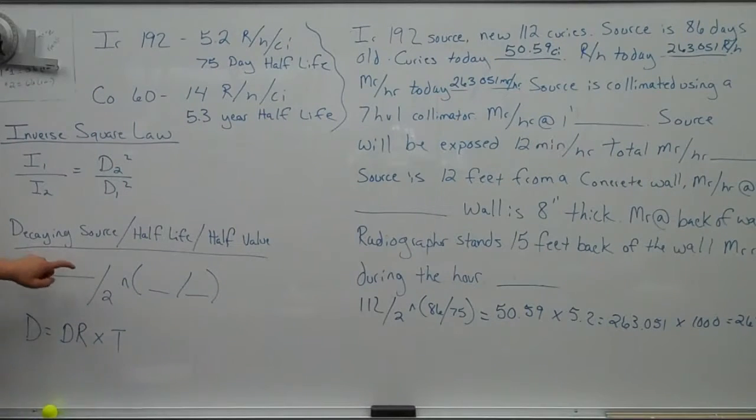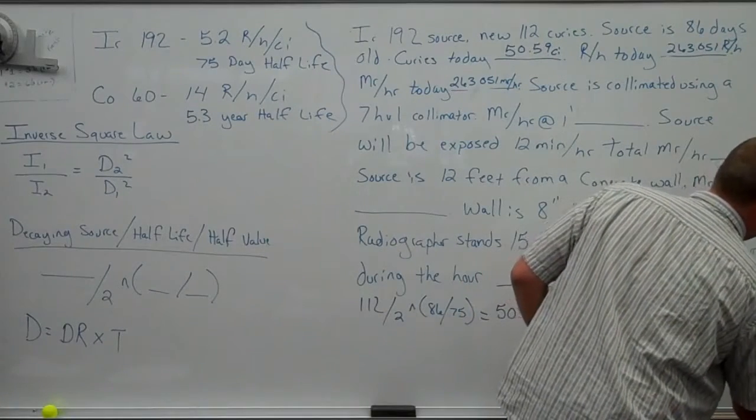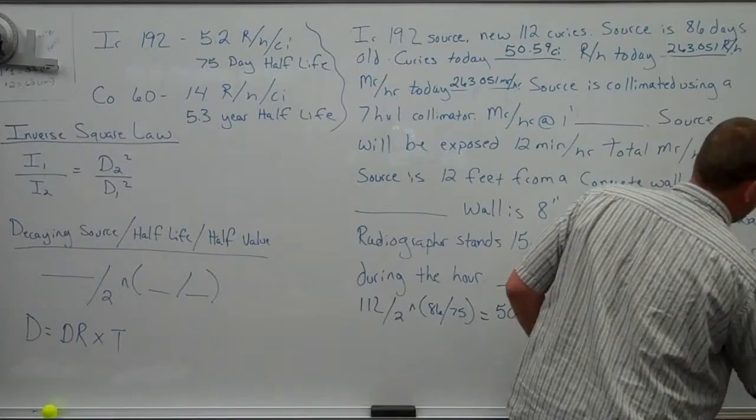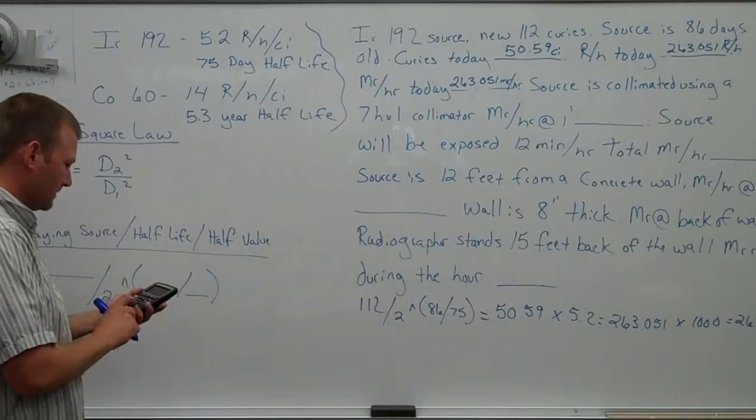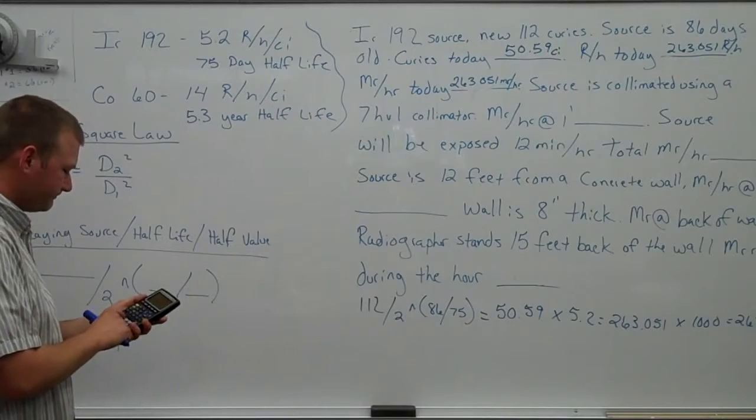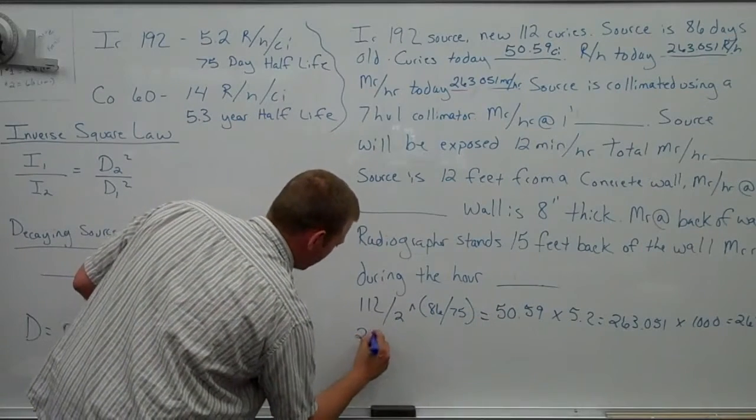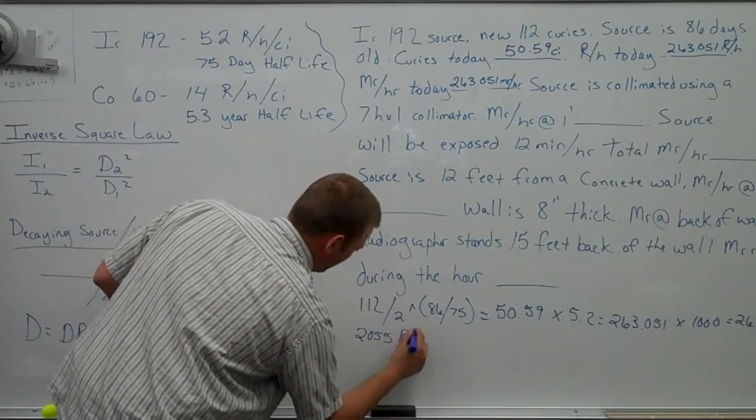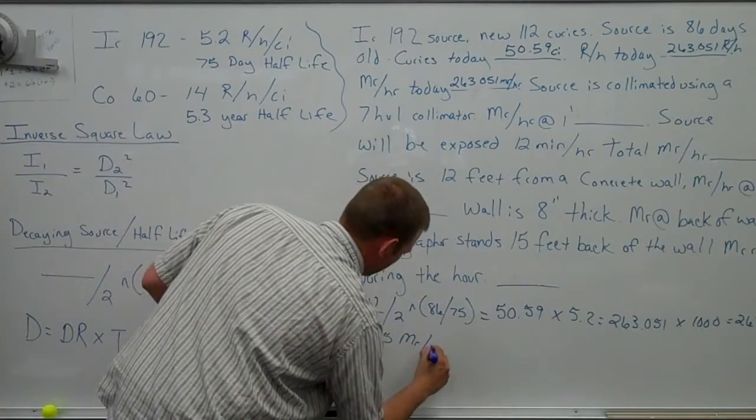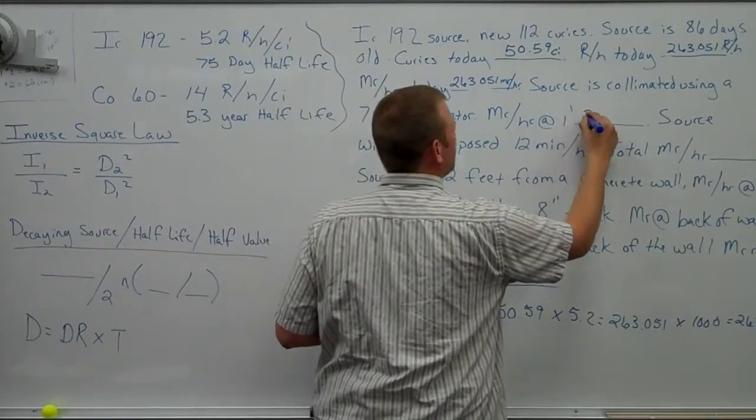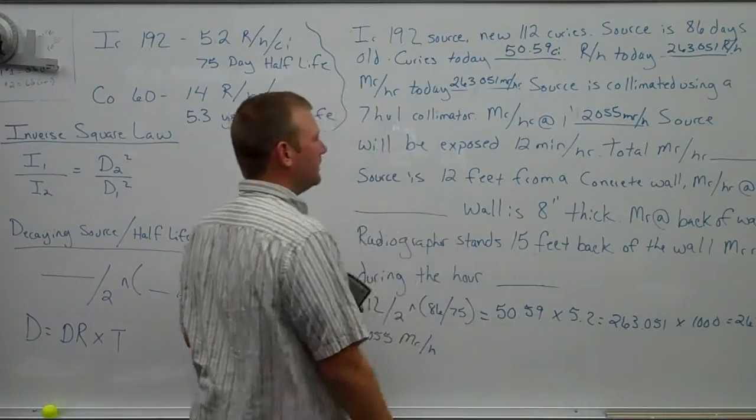Okay? Source is collimated using a 7 half-value layer collimator. Okay? Right here. Half value, something like that. So all we do is divide that by 2 to the power of 7. Okay? Because we have 7 half-value layers. So right there. That brings it down to, I'm just going to write it over here, 2,055 Rankines, sorry, that's millirankines at 1 foot. Okay, right there, 2,055 millirankines at 1 foot.